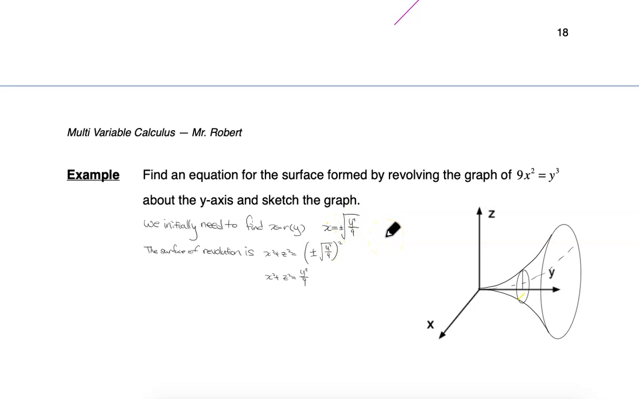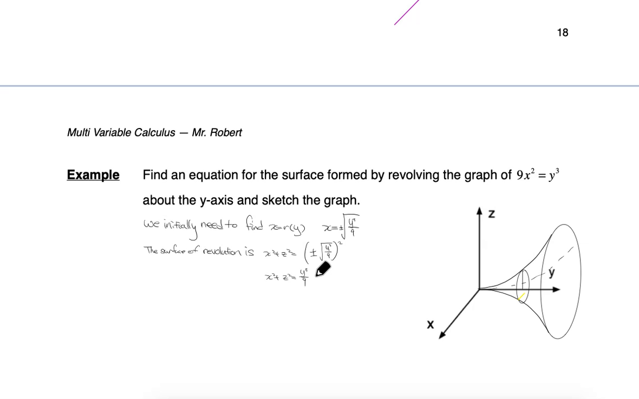So to create the surface of revolution, I want x squared plus z squared, which is a circle parallel to the xz plane, to be equal to that radius squared. And that's what I do. So I plug in this squared. It happens that the square root and the square cancel out, and here's my surface of revolution.